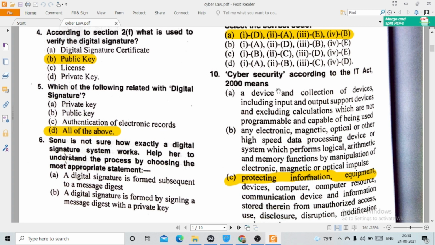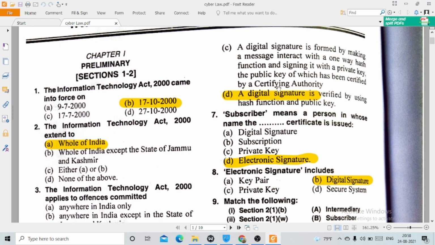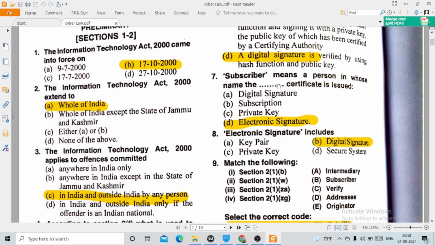Question number 6. Sonu is not sure how exactly a digital signature system works. Help her to understand the process by choosing the most appropriate statement. The correct option is option D: a digital signature is verified by using hash function and public key. Question number 7. Subscriber means a person in whose name the option D, electronic signature certificate, is issued. Question number 8. Electronic signature includes option B, digital signature.